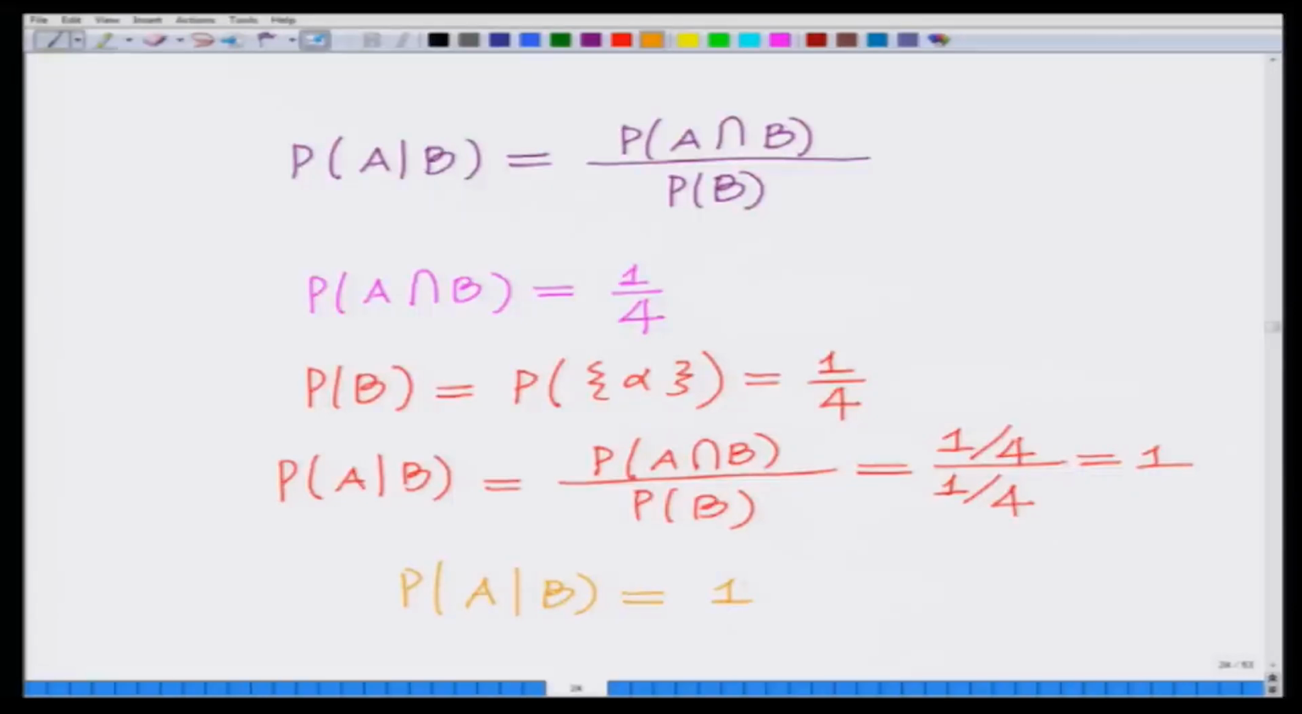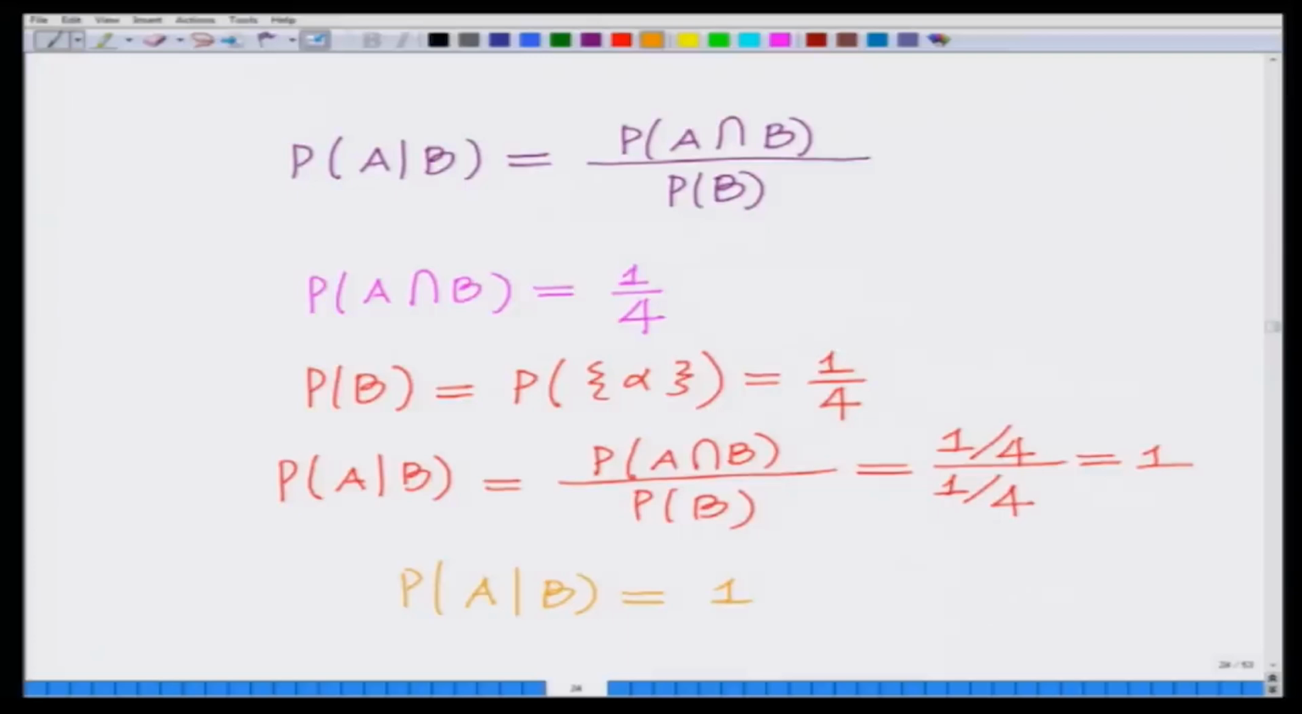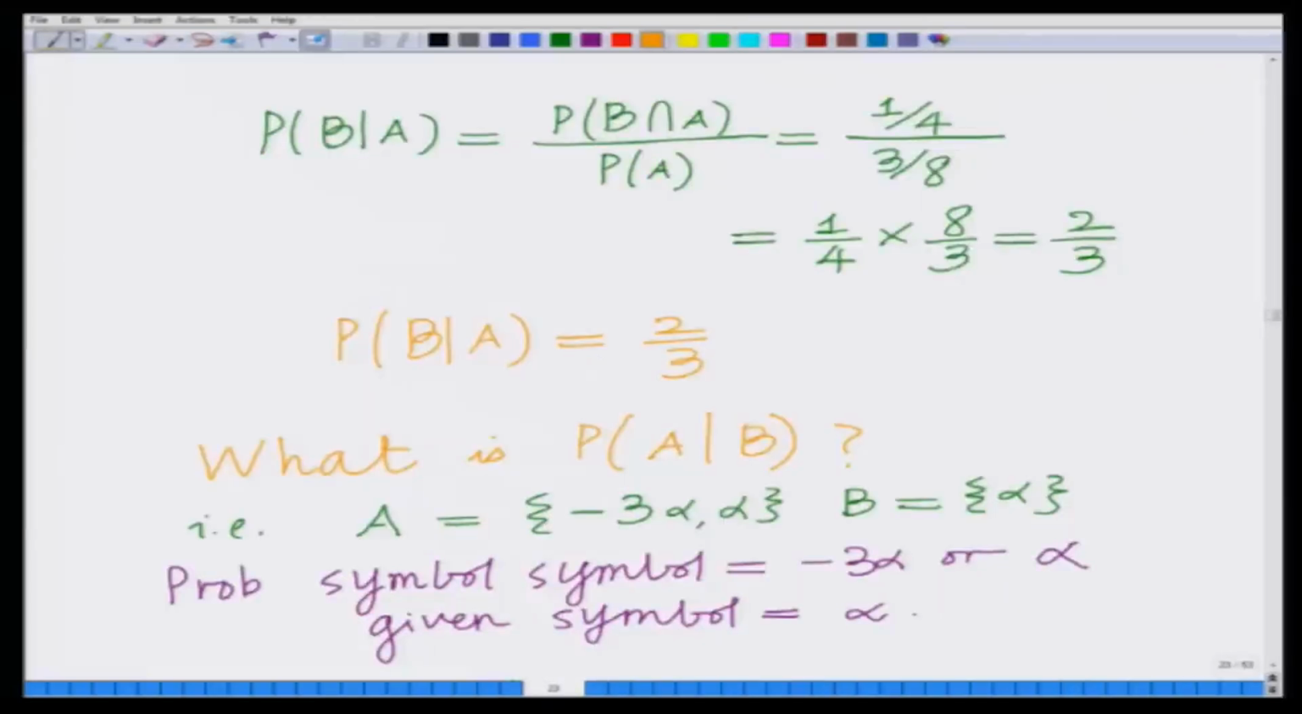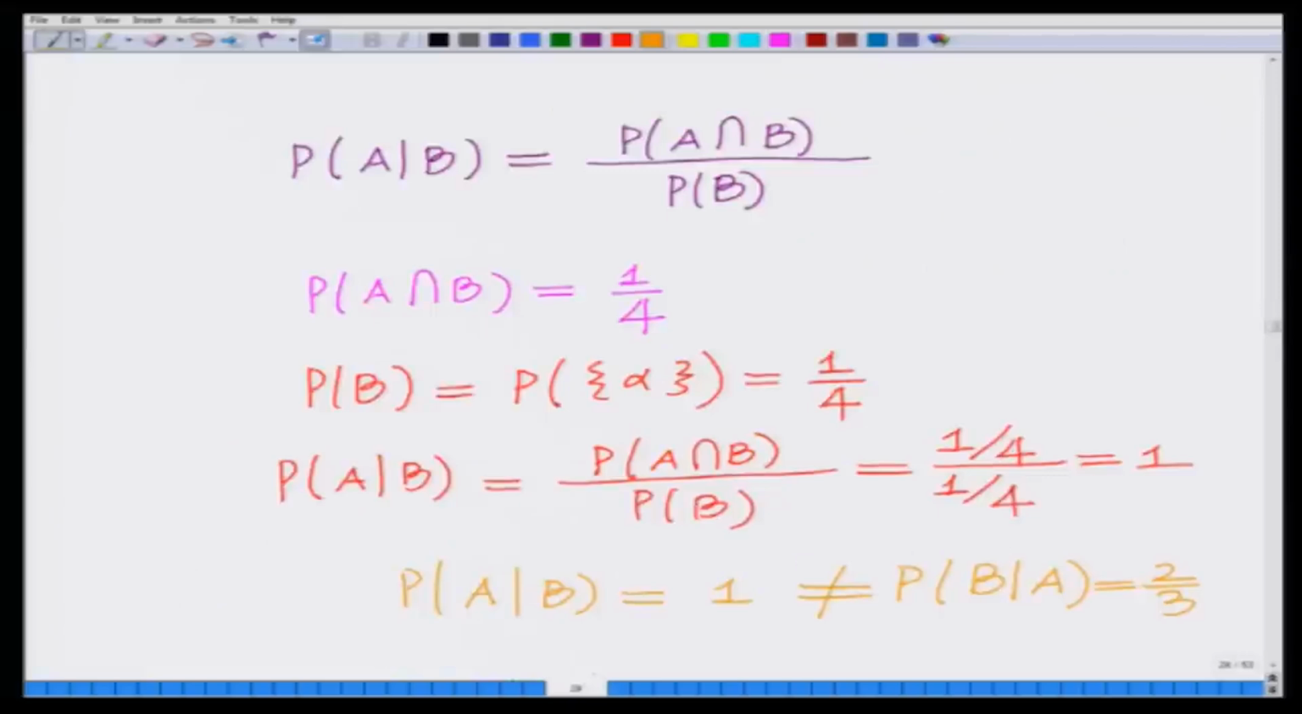And also observe something very interesting: the probability of A given B is not equal to the probability of B given A. The probability of A given B is 1, which is not equal to the probability of B given A, which we previously derived as 2/3. So, this is the concept.